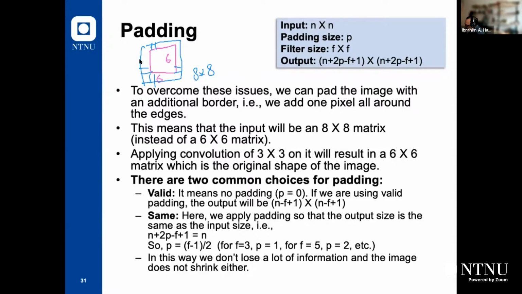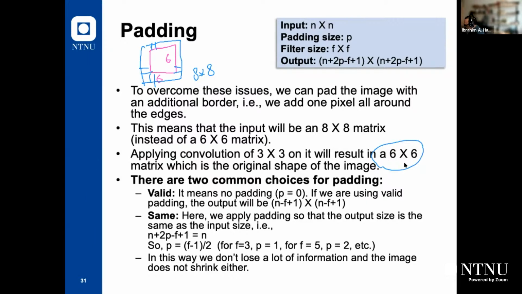And then when we apply this 3 times 3 filter on it, it will result in 6 times 6, not 4 times 4 as we did last time. When you apply a 3 times 3 filter on this image, the output feature map will have the same size as the input image, which is 6 times 6, which means we can keep the original shape of the image.